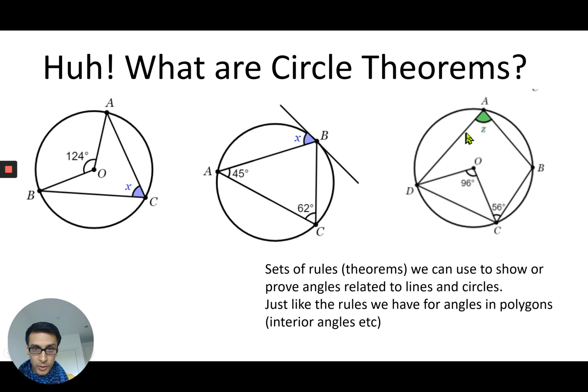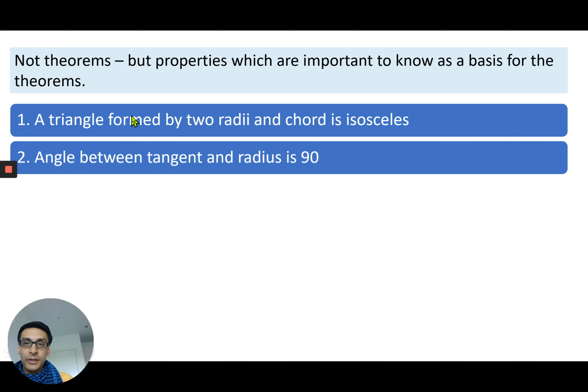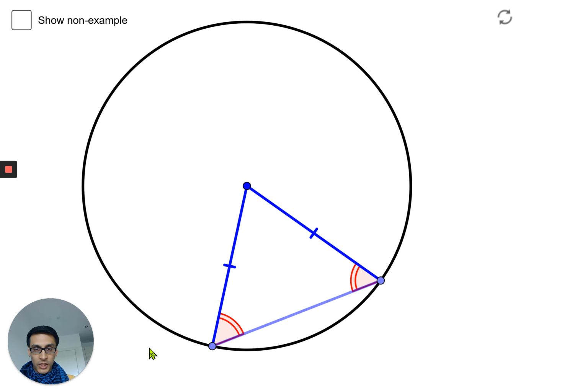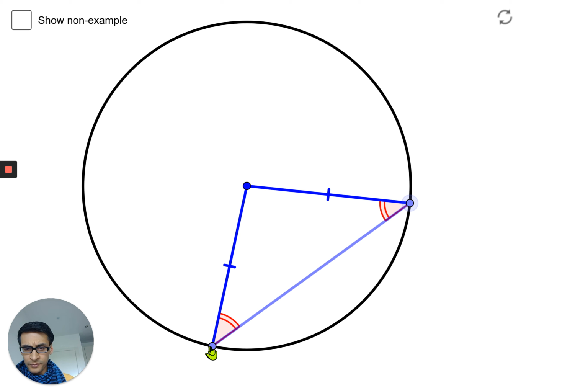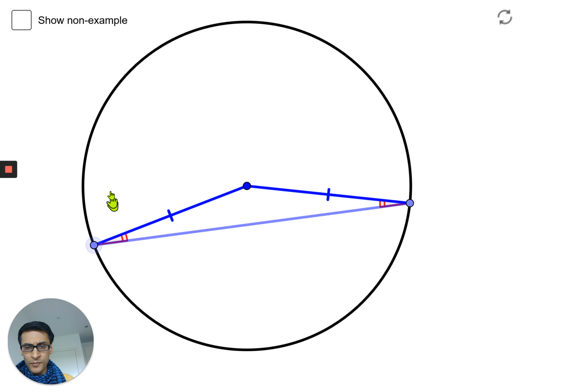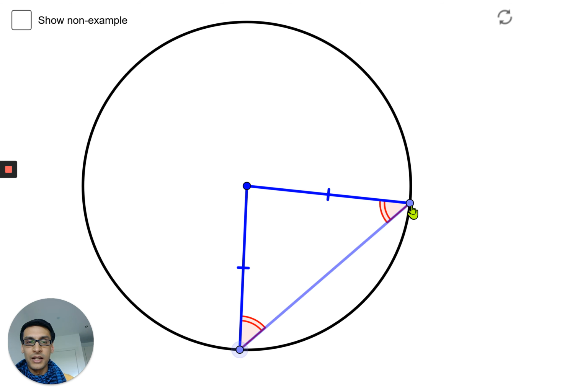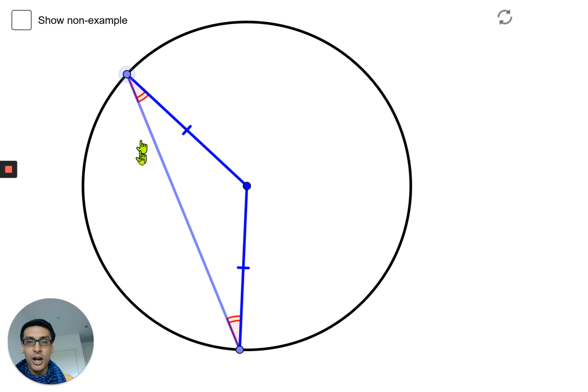So the first property you're going to need to know is that a triangle that is created by two radii and a chord will always be an isosceles triangle. So here's an example. You can see there's two radii and then there's a chord. This triangle is always going to be isosceles no matter how I rearrange these points.